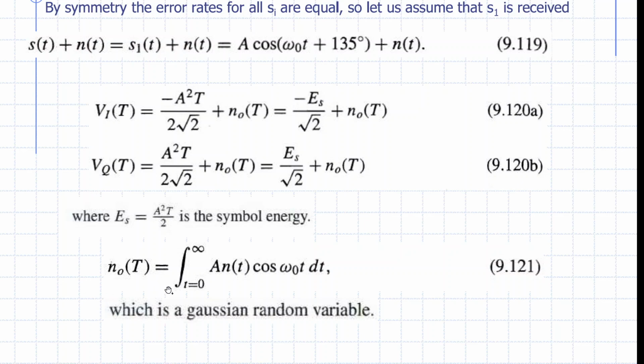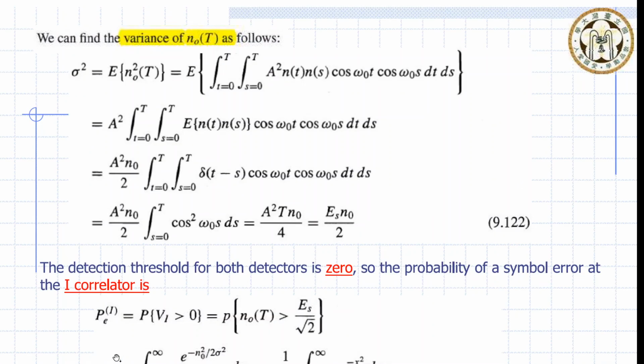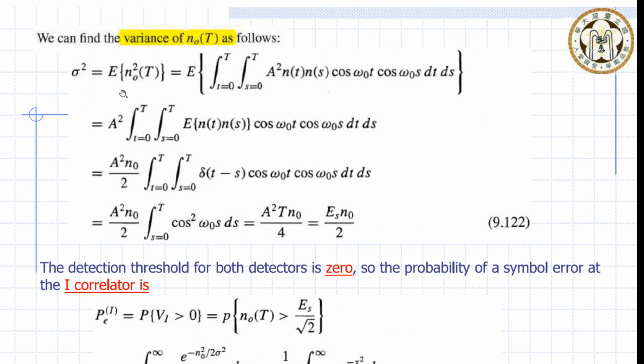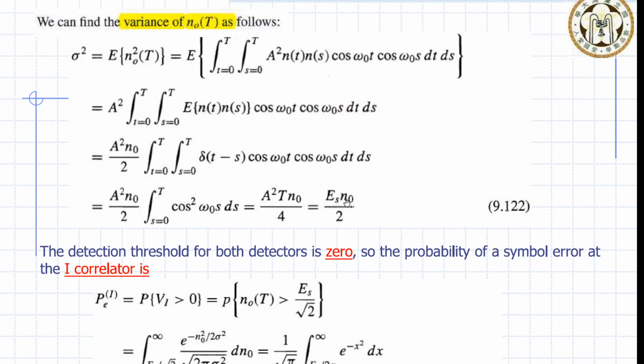Now n0 of T is n of T multiplied by A cos omega 0 T and integrated. So this is a Gaussian random variable, because n of T is a Gaussian random variable. Its mean will be 0, because expectation can be taken inside and E of n of T is 0. We find the variance of n0 of T as follows. This is straightforward, we have already done it. Variance is Es into N0 by 2.